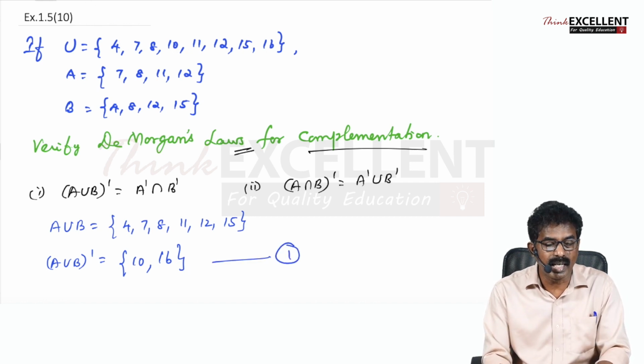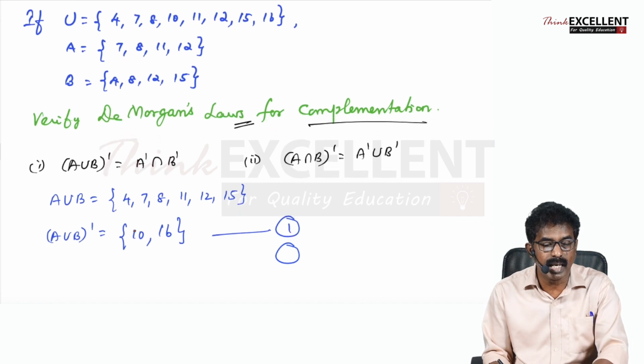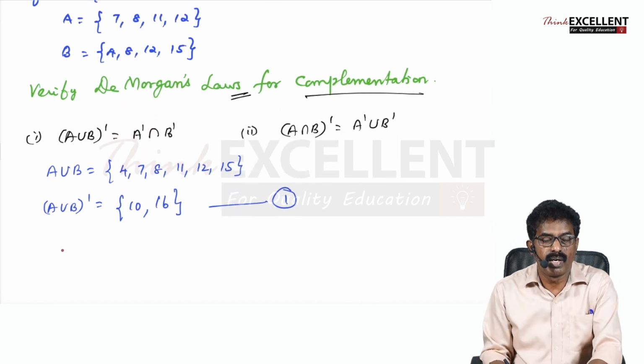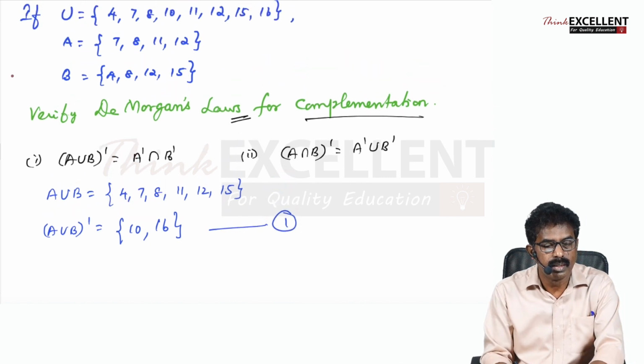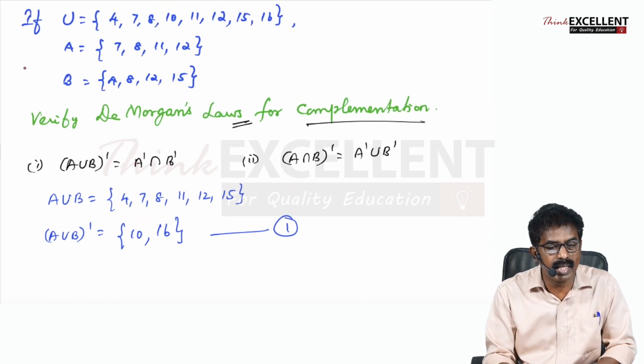Next, for the right side, we want A dash, B dash, then their intersection, right? So first you find A dash. What's the meaning of A dash? Elements which are not in A, right? Elements which are not in A.